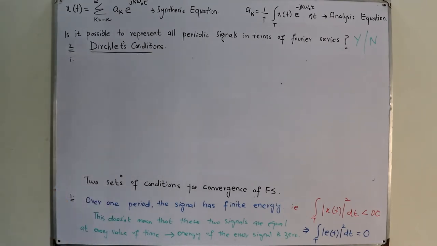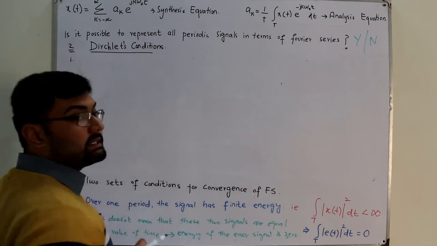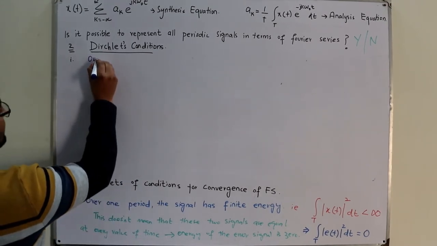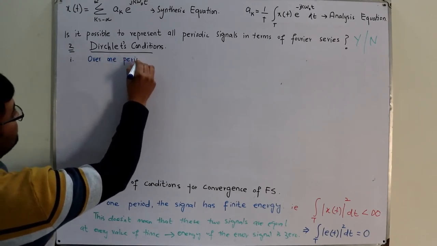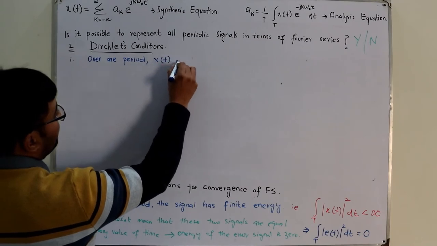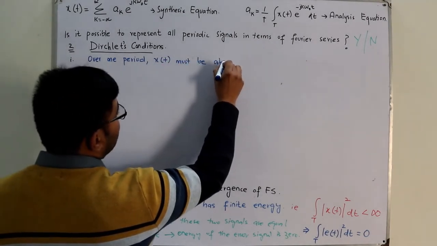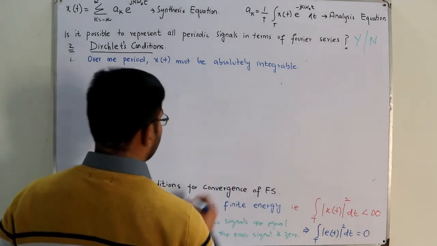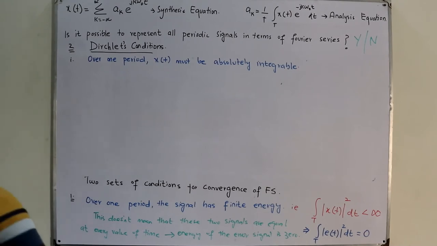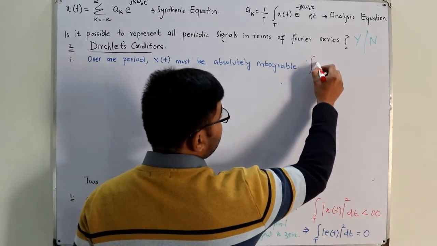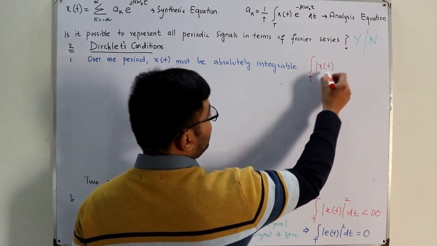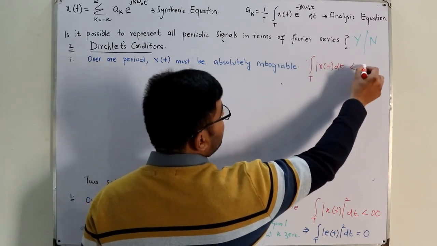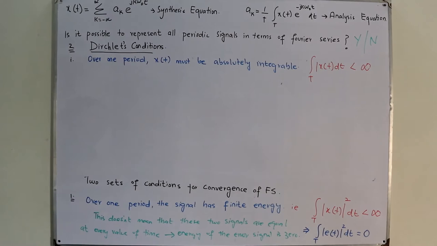Coming to the first: over one period, x of t must be absolutely integrable. In order for x of t to have a Fourier series representation, it must be absolutely integrable over one period. You know what this means. You take the absolute value of x of t and integrate it with respect to t over one period, and this should be less than infinity. That is what it means to be absolutely integrable.